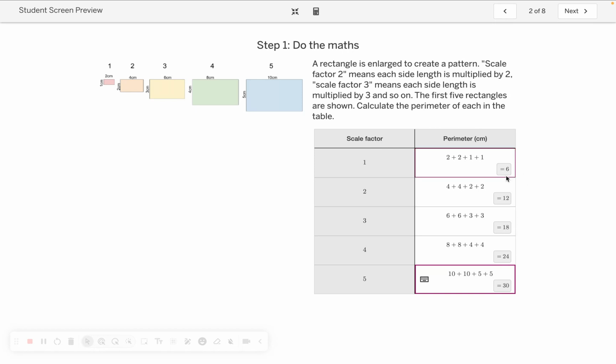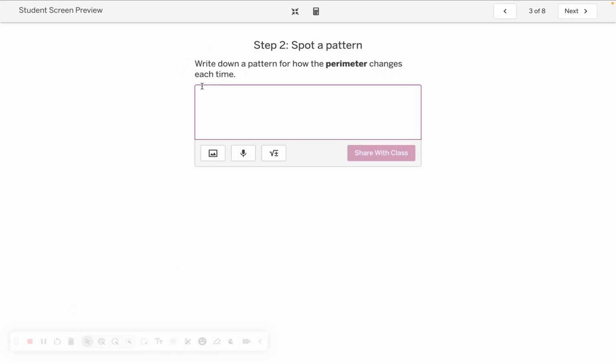Very nice perimeters. It seems like the perimeter is always going up by 6 each time when the scale factor goes up by 1. So again, one of the common questions that usually will be asked in the criterion B is write down the pattern, from what you have just done earlier. So I think we can simply, confidently write this: the perimeter goes up by 6 each time when the scale factor goes up by 1. Okay, so I think that's a very common pattern.